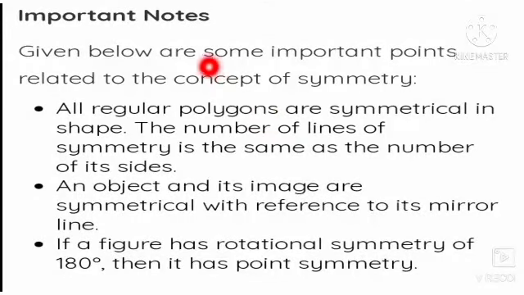Important notes. Given below are some important points related to the concept of symmetry. Children, all regular polygons are symmetrical in shape. The number of lines of symmetry is the same as the number of its sides. An object and its image are symmetrical with reference to its mirror line. If a figure has rotational symmetry of 180 degrees, then it has point symmetry.